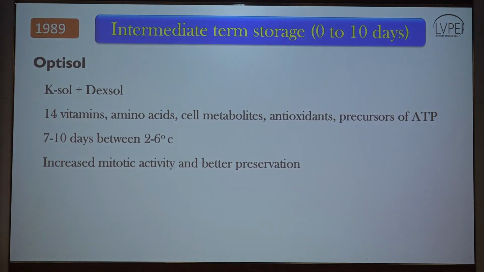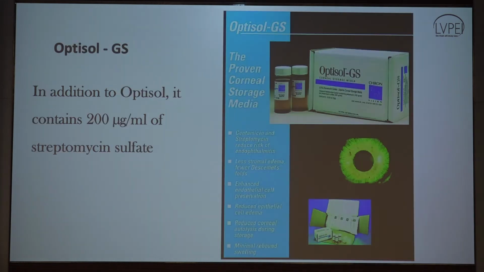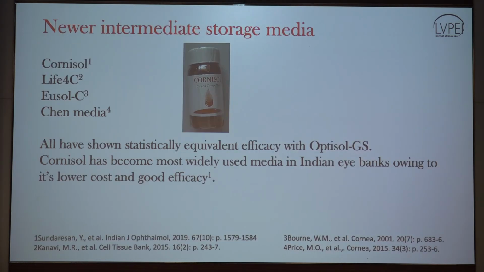Optisol was essentially a combination of K-Sol and Dexol, and Optisol GS, which is the current form in which it is used extensively by the EBA, had an addition of 200 micrograms of streptomycin sulfate. The newer intermediate storage media are Cornisol, Life4C, Usol-C, and Shen media. They have been variably certified by the FDA.